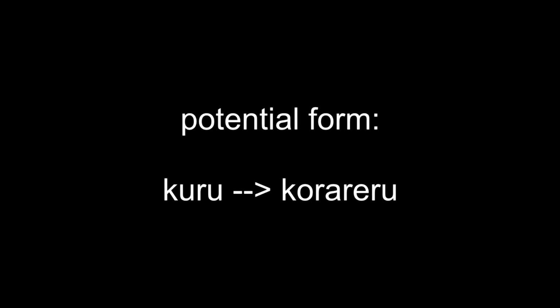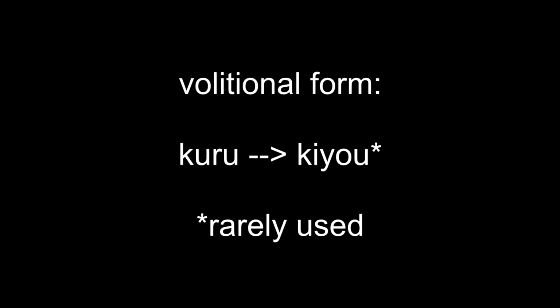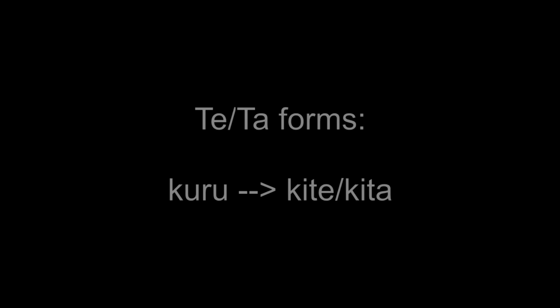To conjugate kuru into its potential form, it becomes korareru. Now, the volitional form doesn't really make sense for kuru, but if you ever wanted to use it, it would become kiyo. And finally, to conjugate kuru into its te or ta forms, it becomes kite or kita.